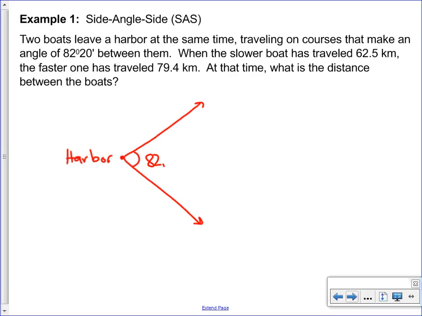20 divided by 60 is 1/3, so that's 82.3 degrees. True? All right, so here we go.